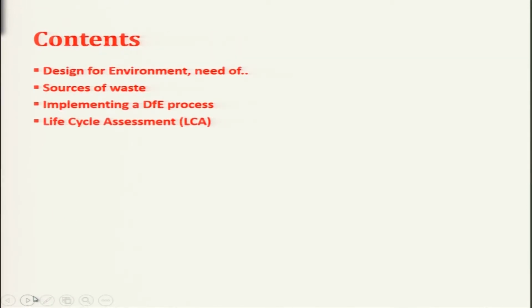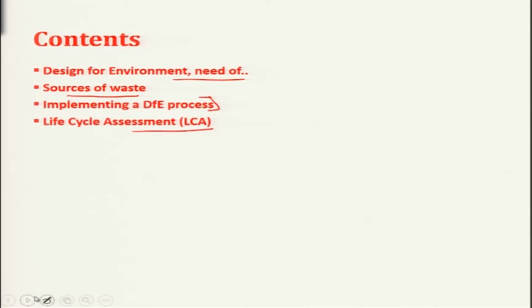So, the contents are: first we will see what is the need of design for environment, then we will see the sources of waste, then we will see how to implement the DFE, design for environment. Then we will see what is life cycle assessment, which is essentially one of the techniques to implement design for environment. Design for environment, I can say, is an apt tool or methodology that acts as an umbrella under which various methodologies like lean manufacturing, green manufacturing, life cycle assessment is an essential part here. These things come into play.